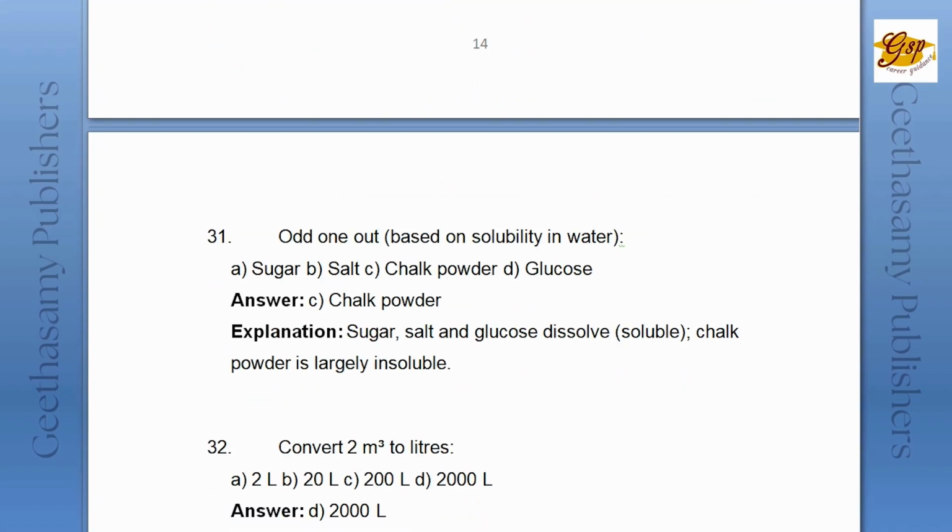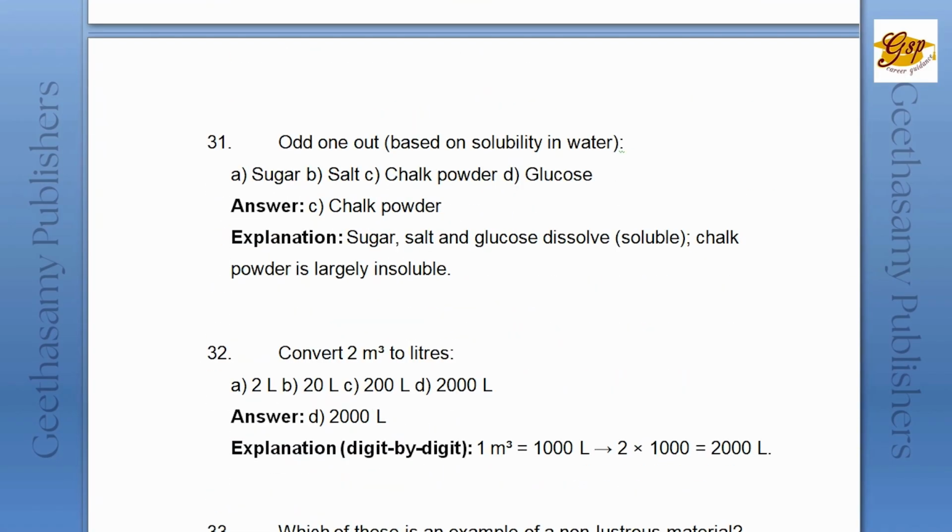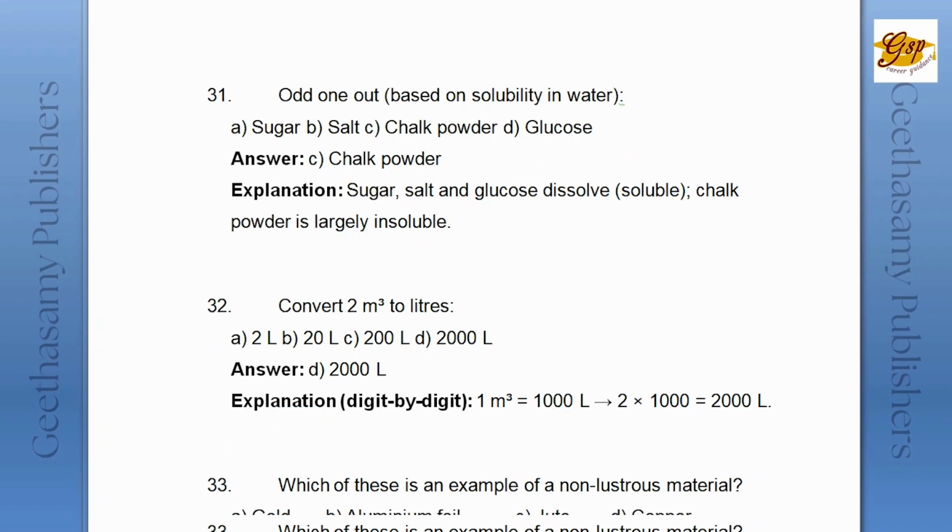Then 31st question. Odd one out based on solubility. Sugar, salt, chalk powder and glucose. It's of course chalk powder. Sugar, salt, glucose dissolve, but chalk powder is largely insoluble.